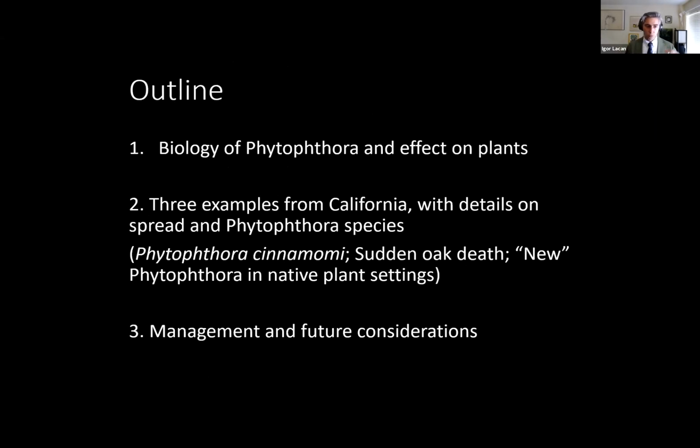The outline: we'll talk briefly about the biology of Phytophthora for those of you who may be new to the entire issue. We'll then illustrate some of the specific things about this pathogen with 3 examples from California, what I call the horticultural Phytophthora, sudden oak death, and the new Phytophthora species. And then we'll briefly touch on the management.